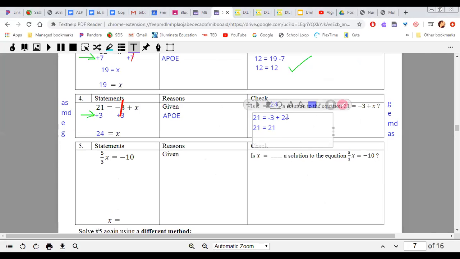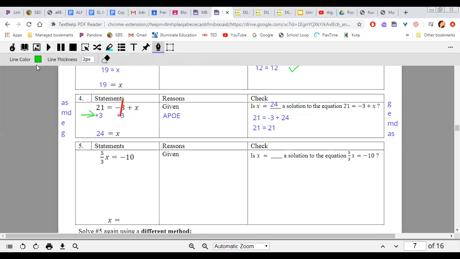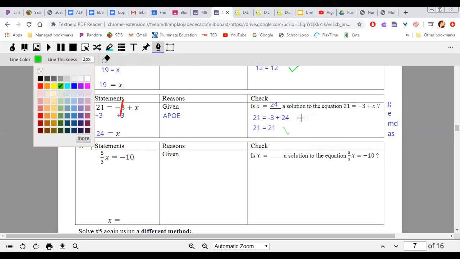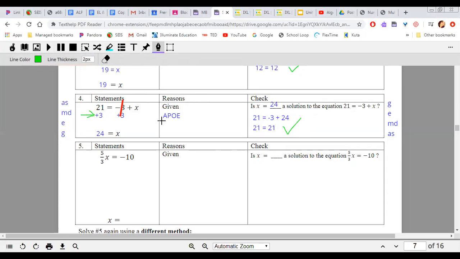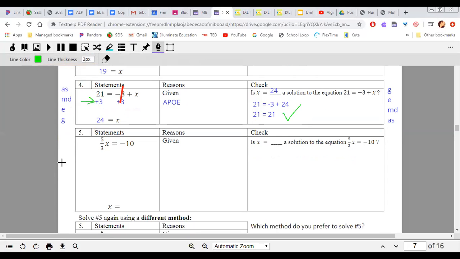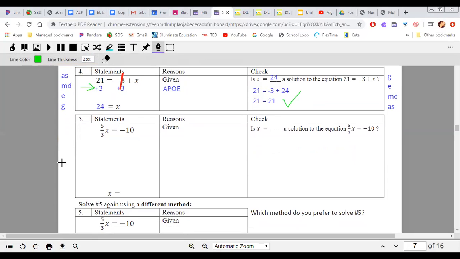Remember that after I complete a step, I rewrite the entire problem again in the same order with my simplified answer. Okay. So is 21 equal to 21? Yes. I put my check mark, it checks out. So yes, 24 is a solution. Okay. Next one. Using a different method, we're going to skip that part.